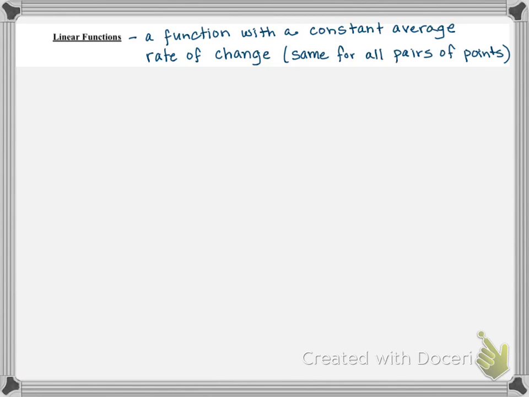And it kind of goes both ways. If I know a function is linear, then I know that no matter what 2 points I choose, I'll get an average rate of change that's the same. But also, if I have a bunch of points and I want to know if my function is linear, then I can calculate the average rate of change between a few different pairs. And if it's always the same, then I know it's linear.